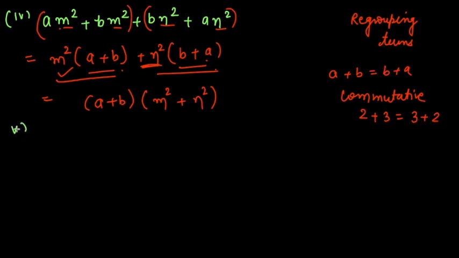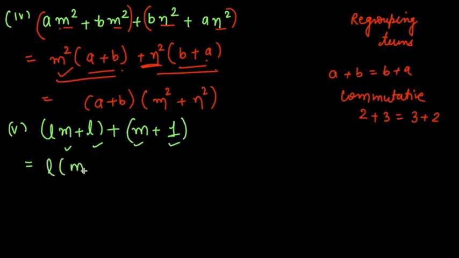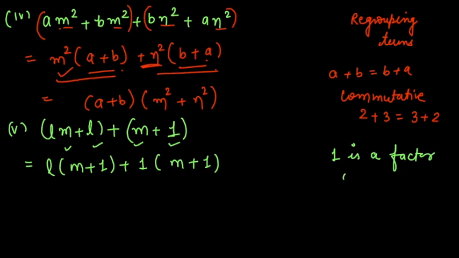Now you have the fifth part of the same question, which is ln plus l in one bracket plus m plus 1. Okay, so this is very simple. You see, again you have four terms, 1, 2, 3 and 4, and groups are already made. If you put it here, l is common, what I am left with is n plus 1. We know 1 is a common factor of every number, so if you are not having any common factor here, let's write it as 1.